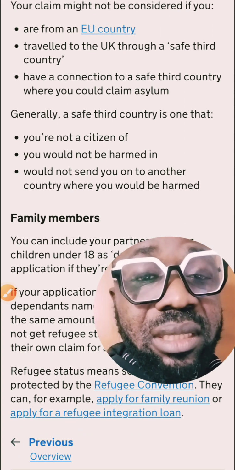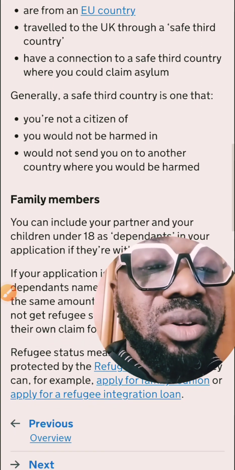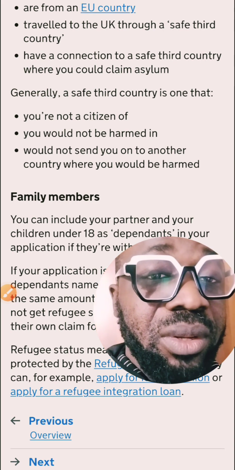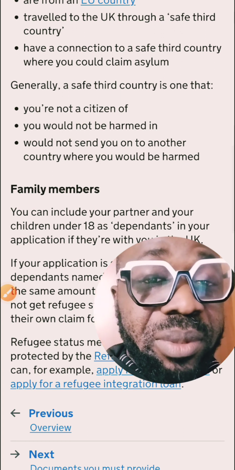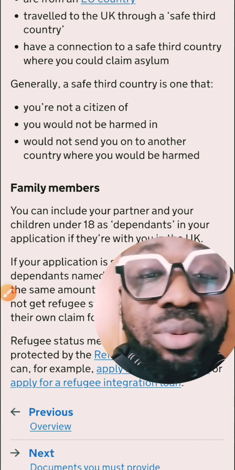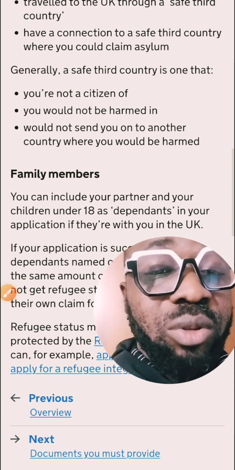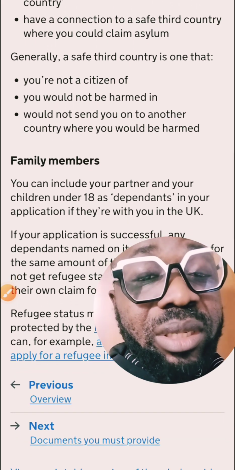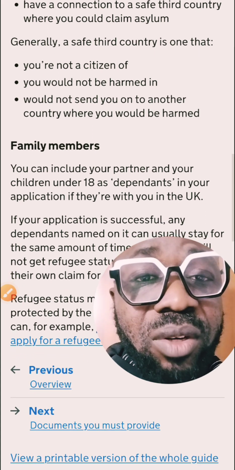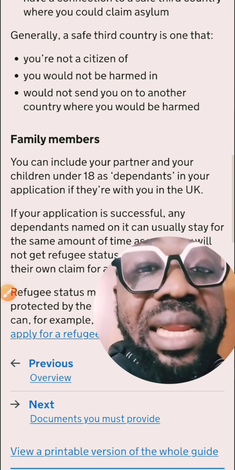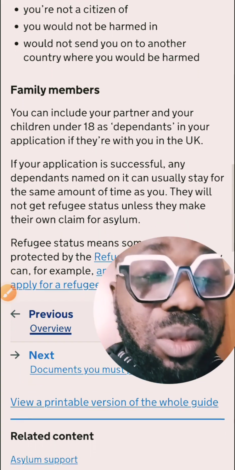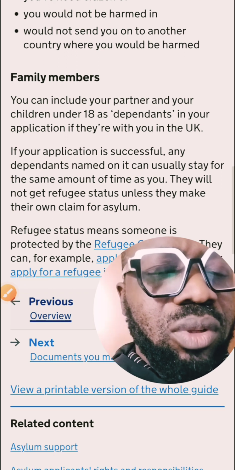And you may want to ask, what is a safe third country? A safe third country is a country where you're not a citizen of that nation, and you will not be harmed when you get there. For example, you're in Ghana, and Ghana is not safe for you, maybe because of political reasons, and people are searching for you to apprehend you, or you sense there's a risk of being dealt with. You can probably run or flee to Somalia, which is still in Africa, or Libya. Those are the safe third countries.